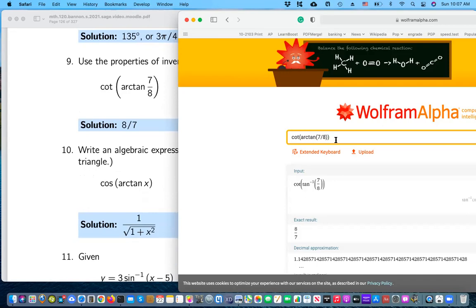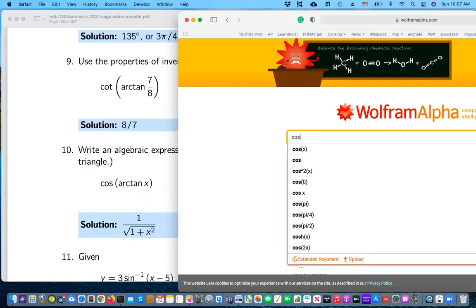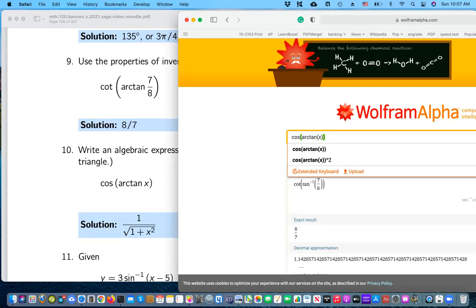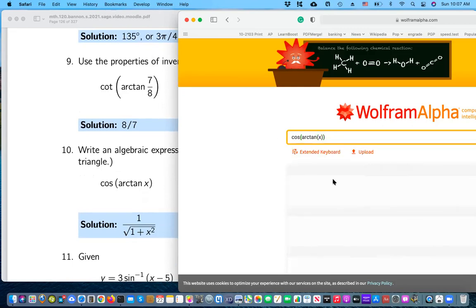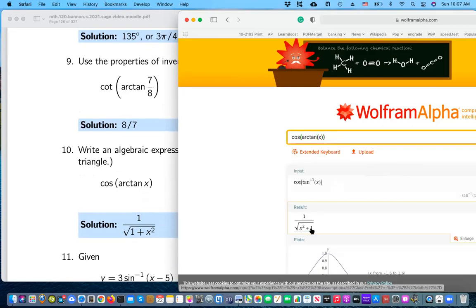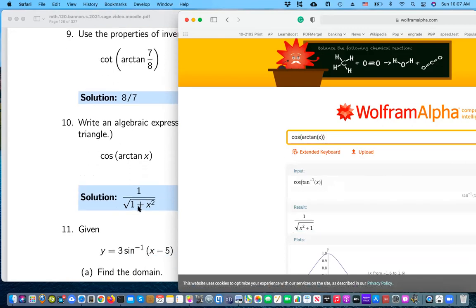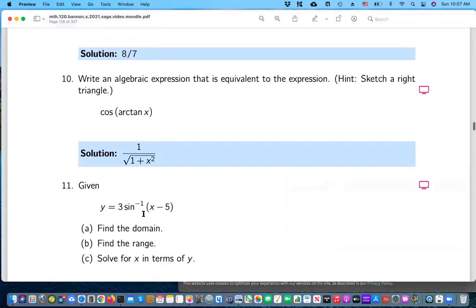Oh no, let's see if we can do this one over here. So cosine of arctangent of x. I'm just looking at problem number 10 now. See if you can do it. Yeah, it does it. It's great. It really does do it. All right, I'm going to go back to graphing. I want to do this one over here.